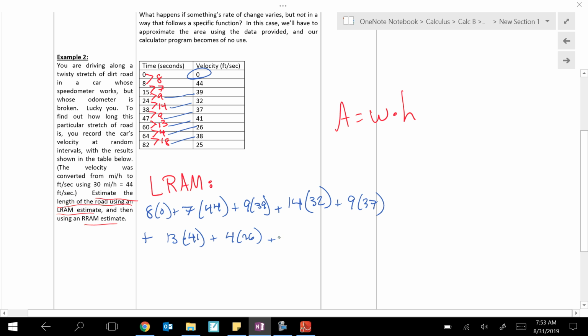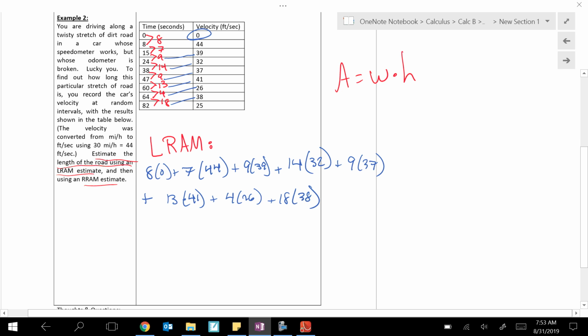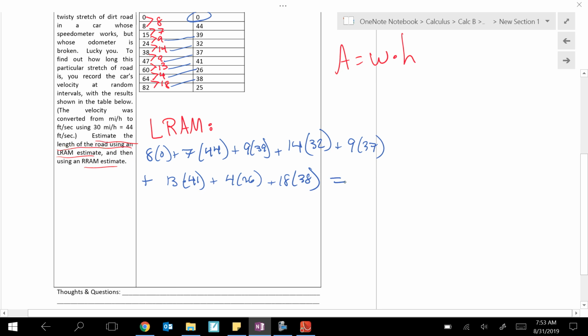And then I'll reach for my calculator, push the buttons. I think this is going to come out with... Nope, that's not what it is. How about this? 2,761 feet. And this would be my left side approximation.